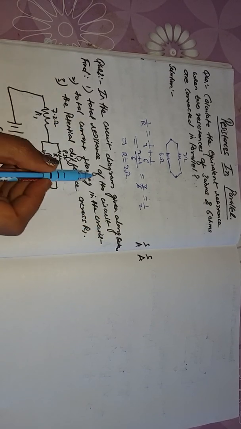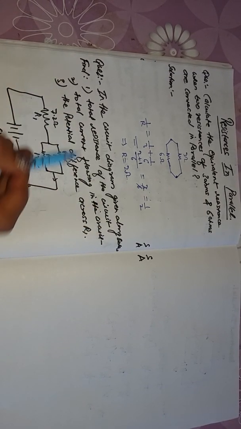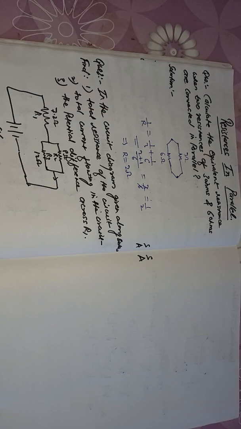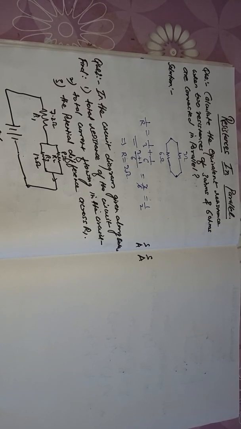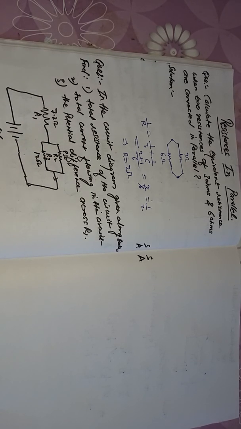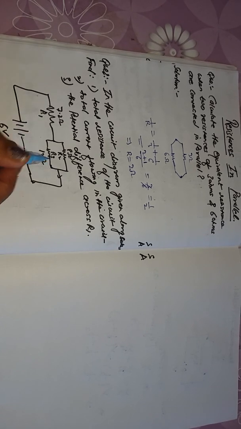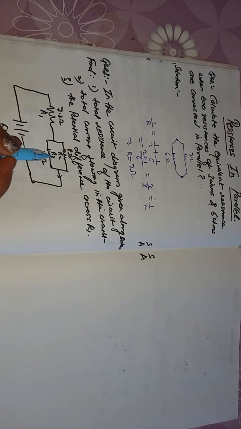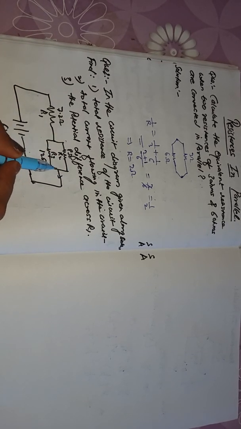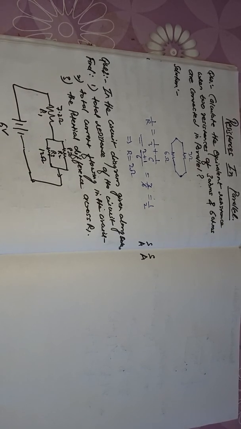Now our next question is, in the circuit diagram given alongside, we have to find the total resistance of the circuit, total current flowing in the circuit and the potential difference across resistance R1. Now in the figure, we see that it is a combination of series and parallel combination of resistances. For this, the resistances R1, R2, R3 are given, in which R2 and R3 are connected in parallel. Then we have to find the resultant resistance across this. Therefore, let us consider that the total resistance across R2 and R3 is R.